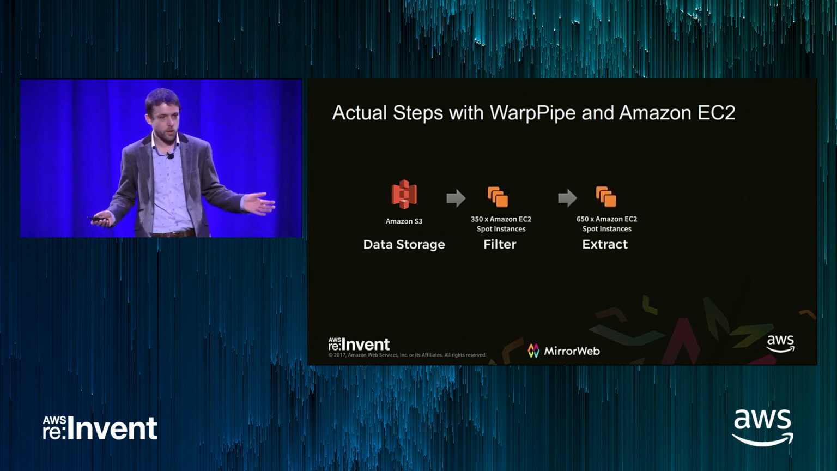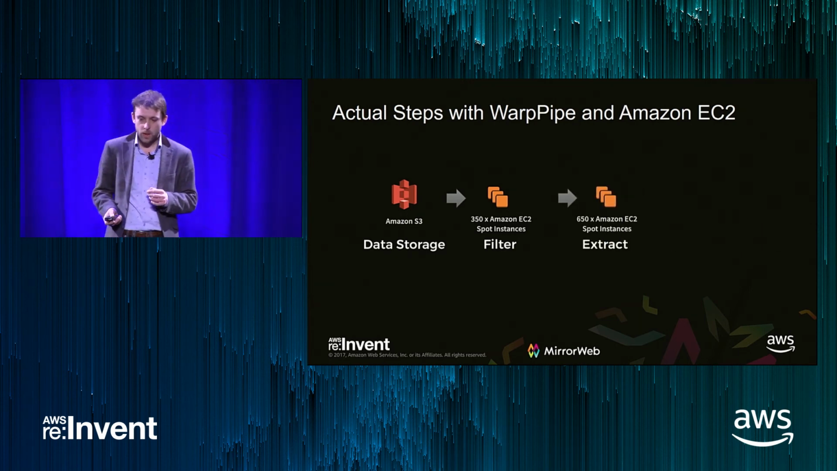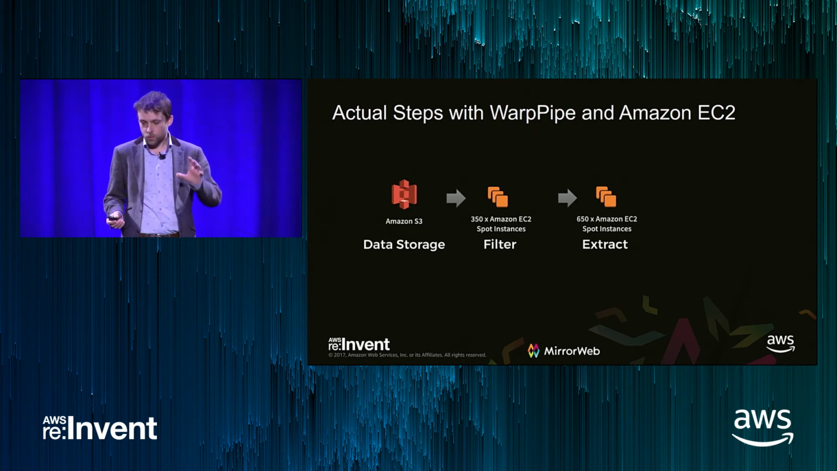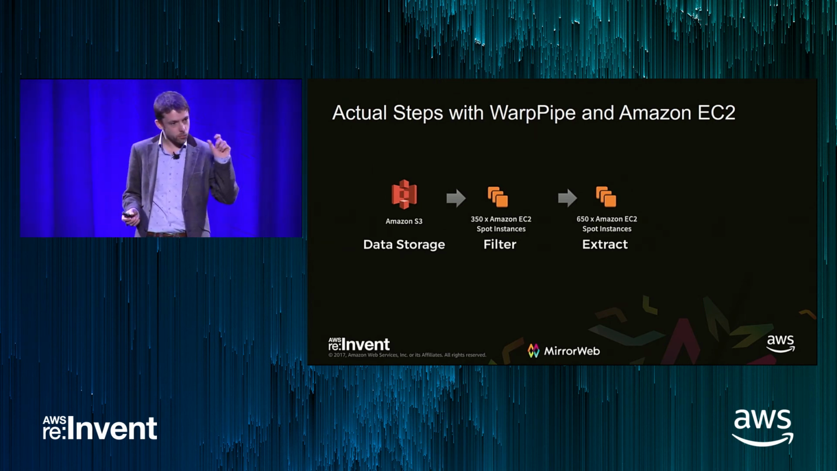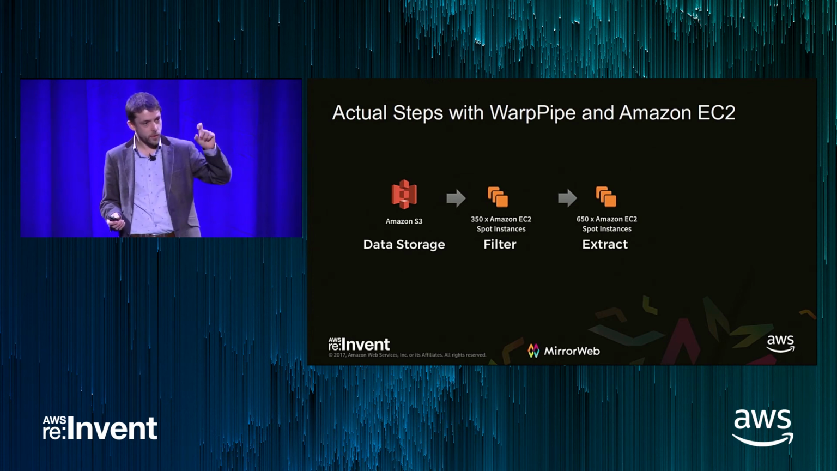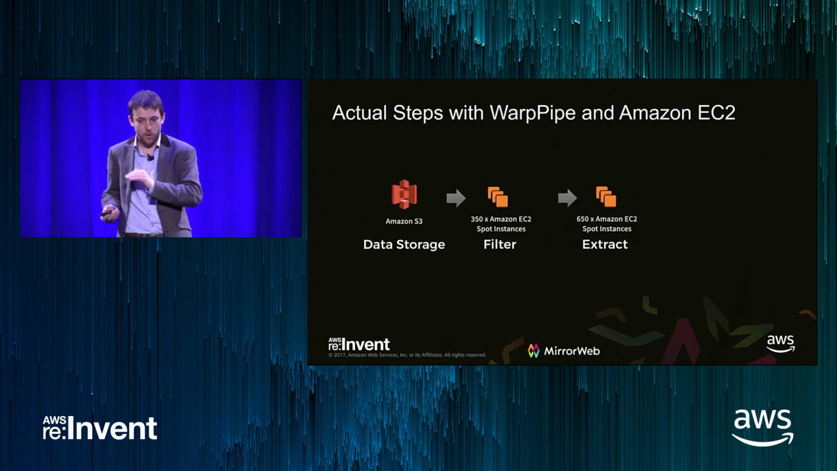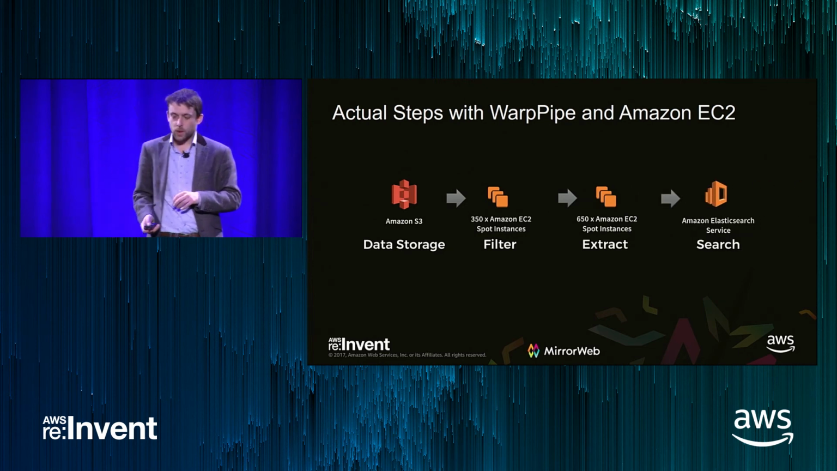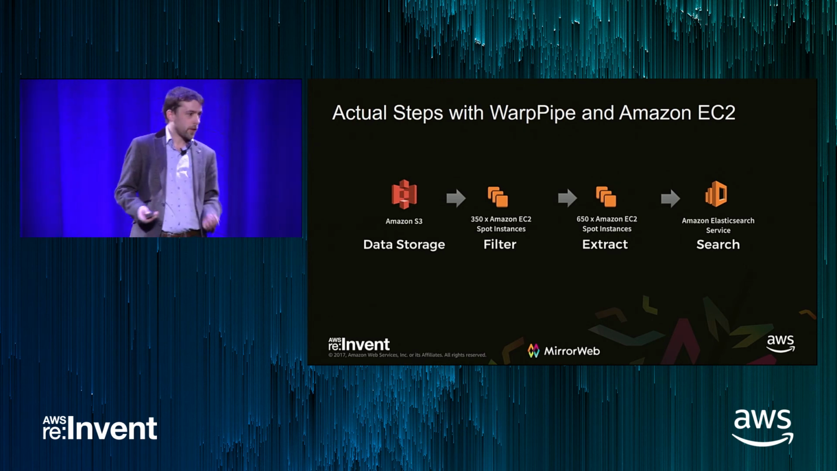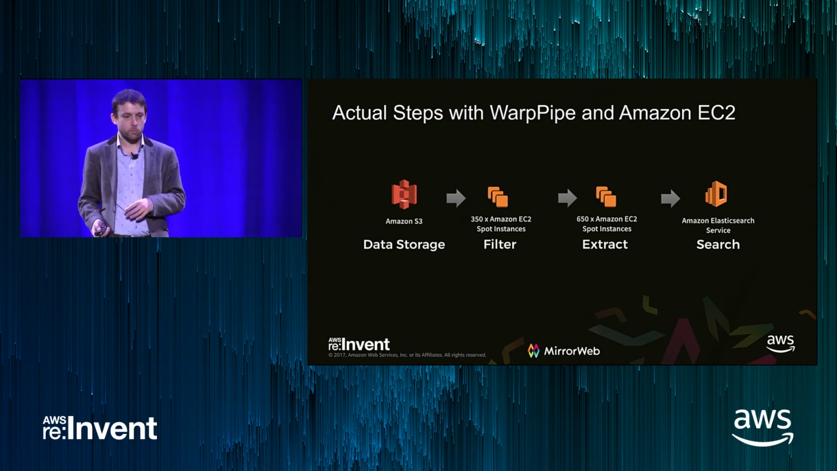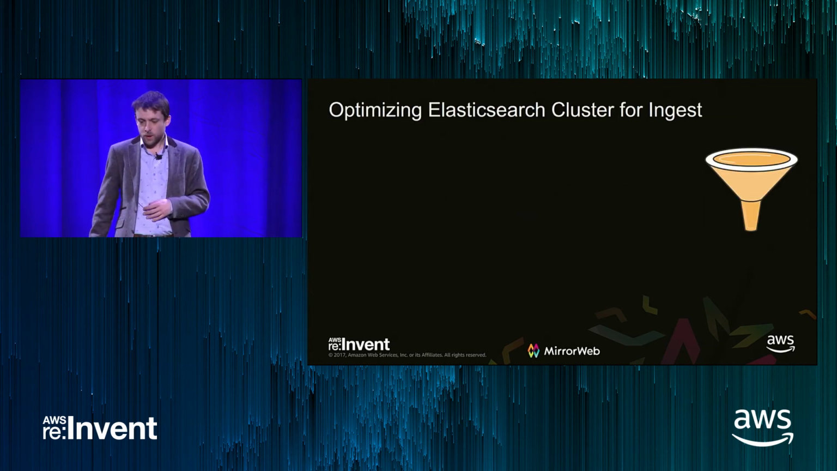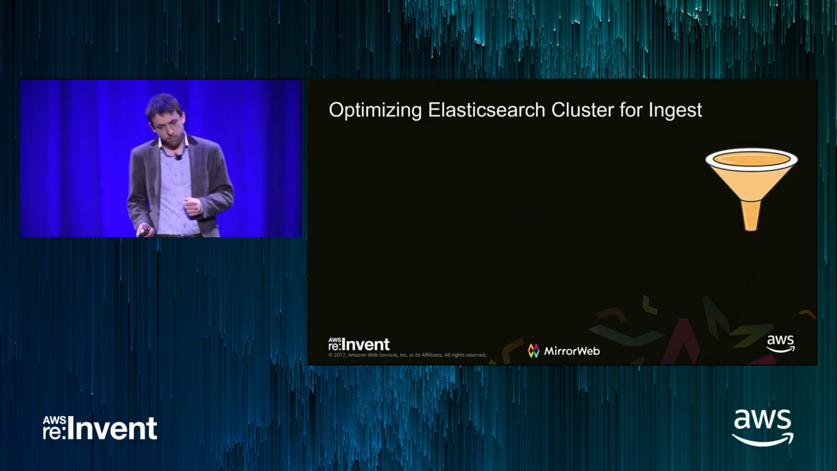Then the next stage, we had 650 Amazon EC2 spot instances doing the extract, and they could then take a chunk of the actual WARC data directly from S3 without us having to move the whole file. And then we pushed into Amazon Elasticsearch. Running that many boxes, though, did present some difficulties, and we managed to kill Elasticsearch many times until we got the scale right. So how do we optimize it?